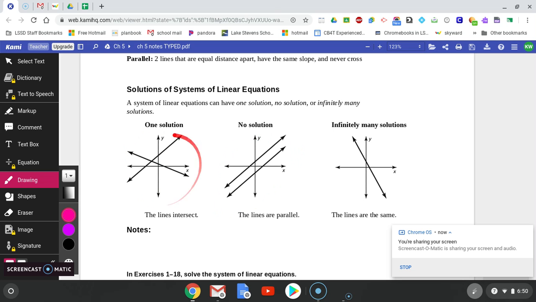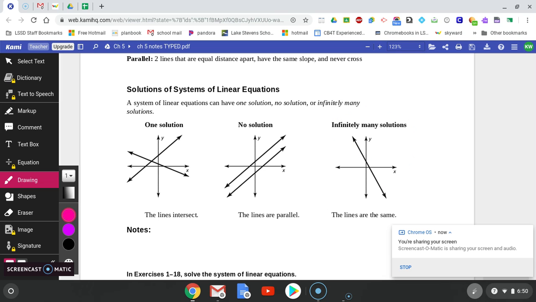The one solution are the ones where we've been practicing the first three sections of chapter 5. Okay, so that's where they cross in one point. That one point, x comma y, is your answer. The other possibility is if we have the exact same line. So if we have the exact same line, one is directly on top of the other, then that's going to be infinitely many solutions. In other words, every single point on this line is going to be a solution.